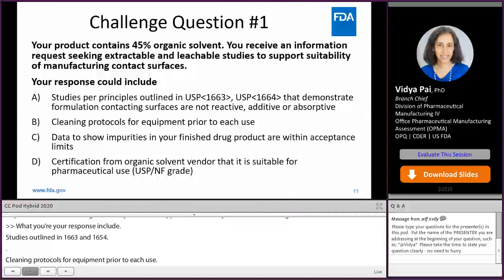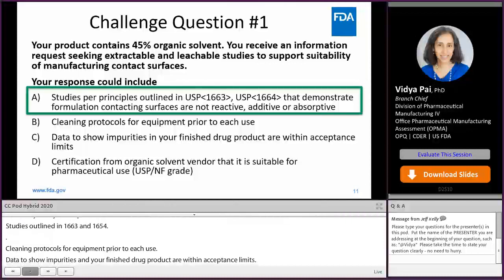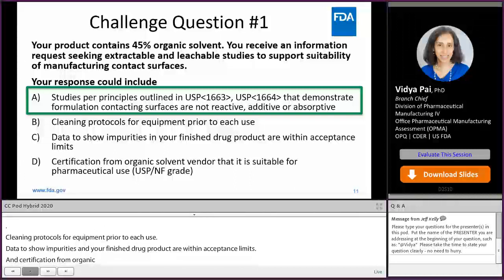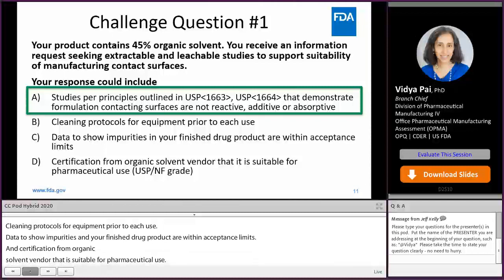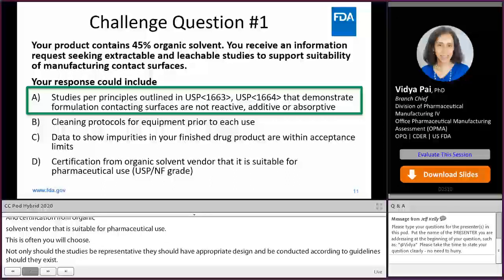Give you 2 minutes there, or rather maybe 5 seconds, sorry. Yes, this would be the option you would choose. So not only should your development studies be representative, they should also have appropriate design and be conducted according to compendial guidelines, should any exist. And what I would encourage you to do is, as many applications are getting information requests related to this topic, to circle back to a prior presentation in this forum on this topic.